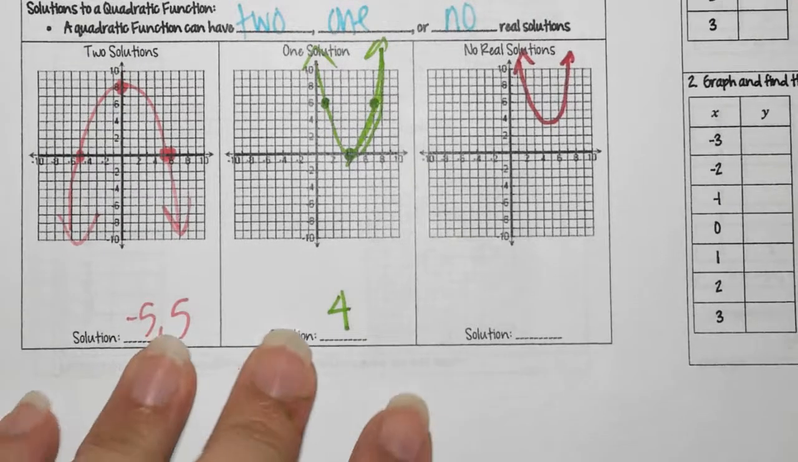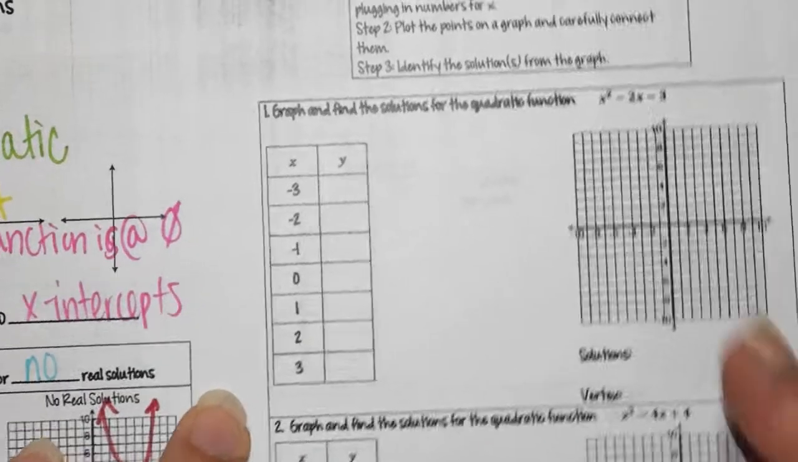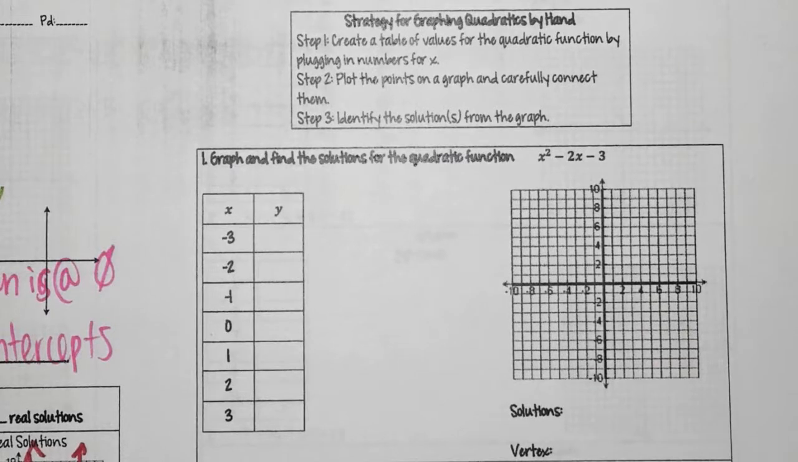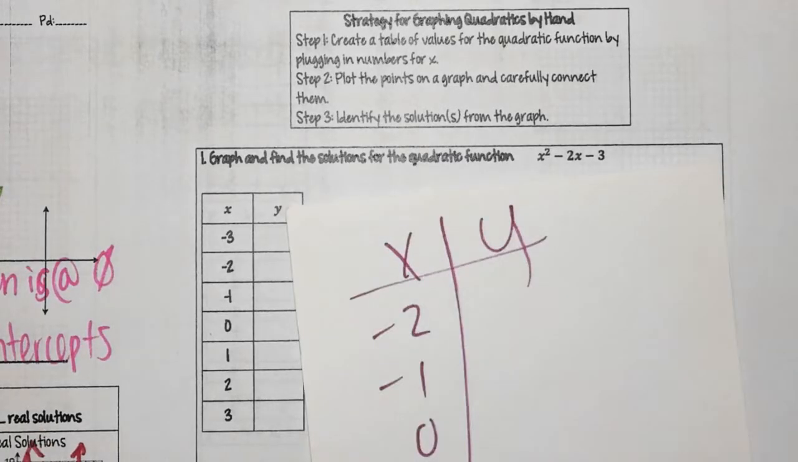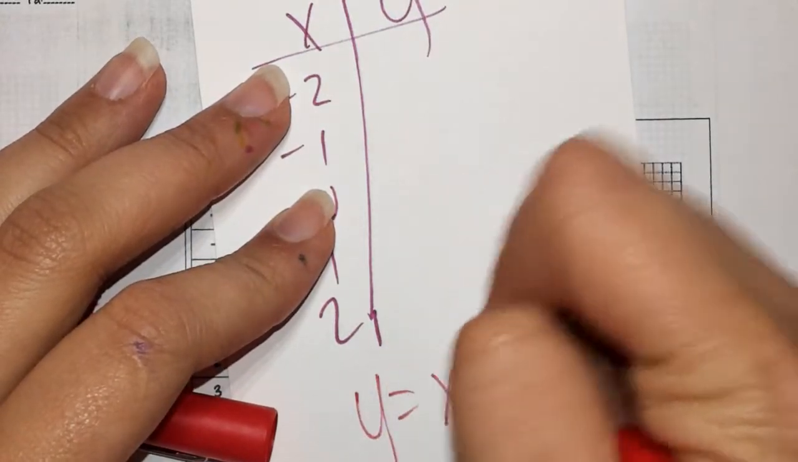Alright, so now this is what we are going to do. We are going to graph these over here. You might want to work it out on a separate piece of paper, but you don't have to. We are going to start by, and you do not write this one down, I want you to watch.